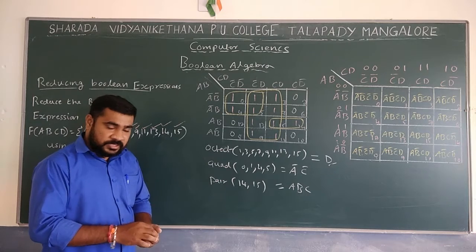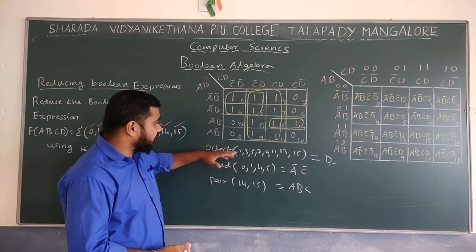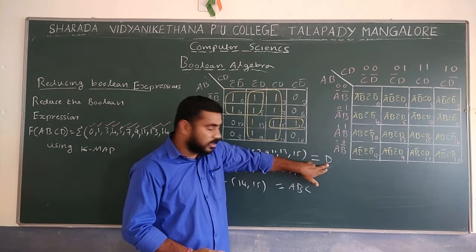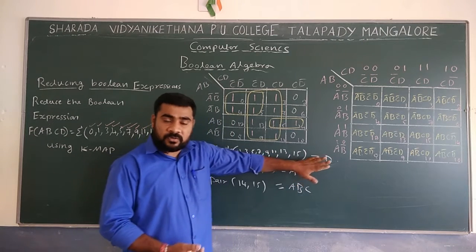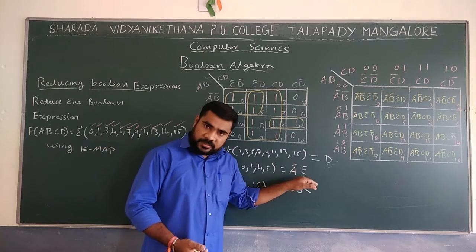After getting the terms, remember, here you can see the best example. Whenever an octet is there, you get only one term, not term, only one variable. Whenever a quad is there, you get 2 variables.